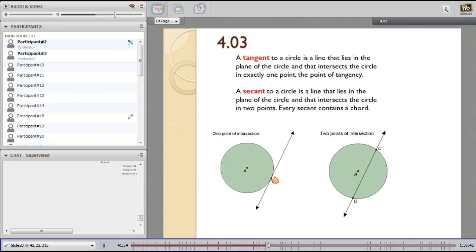Okay, a secant intersects a circle at 2 points. So it's a line that lies in the plane of a circle and it intersects the circle at 2 points. So you can see right here, point D and point C is where this secant line is intersecting our circle. So a tangent line intersects at 1 point and a secant line intersects at 2 points.